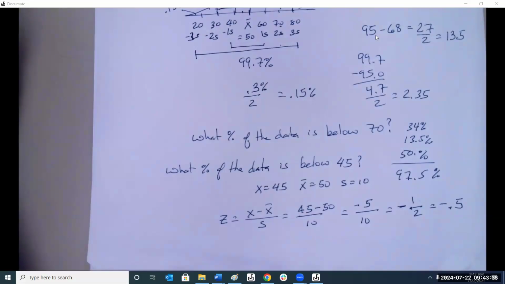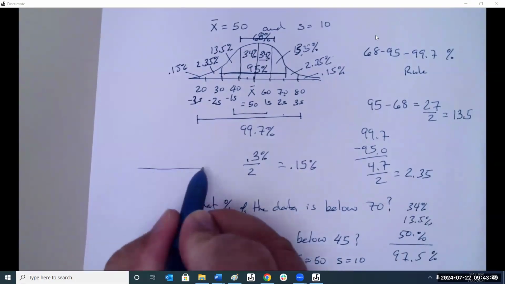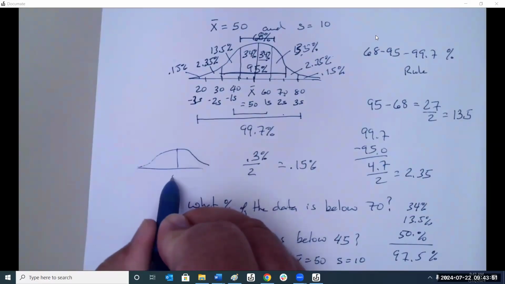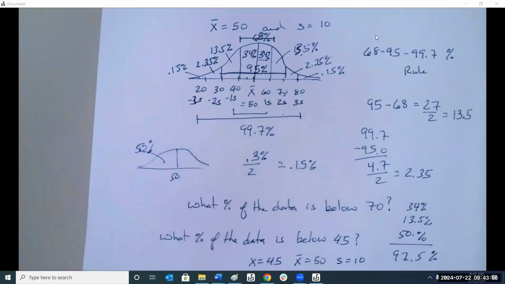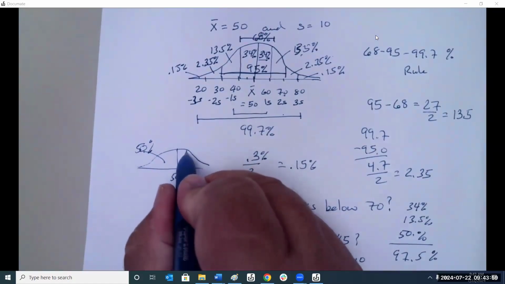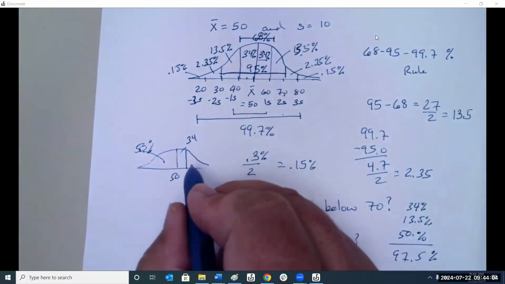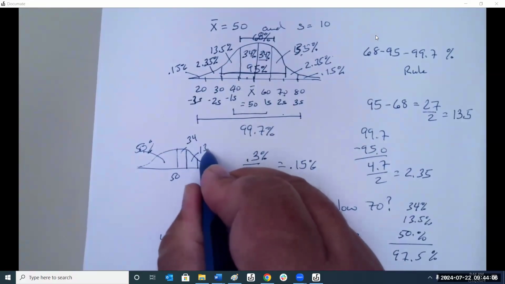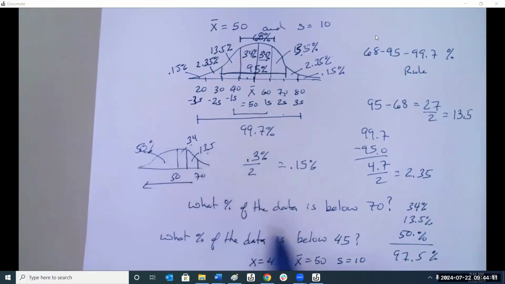Excuse me, sir. I have a question. In the first one, below 70, why did you add 50%? Because if you look at the bell curve, the mean is at 50. So we know that there's 50% of it to the left. Then we have the first standard deviation to the right of it, which is 34%. And then the second standard deviation is 13.5. So everything below 70 is the sum of those three numbers.